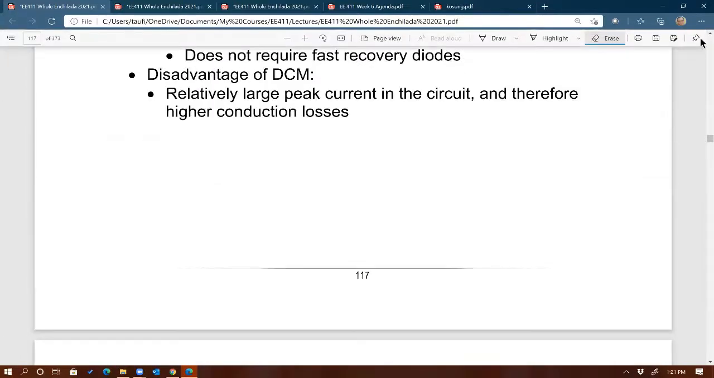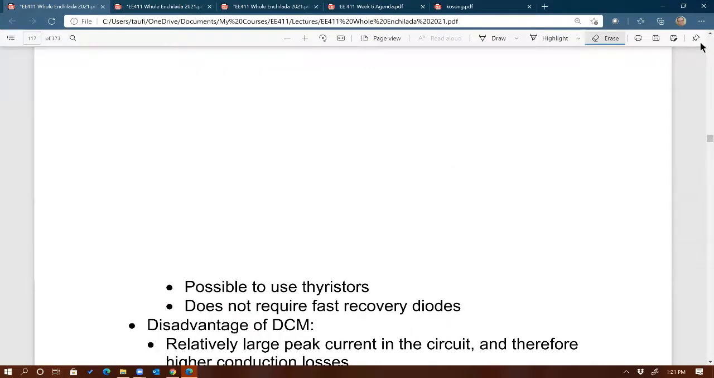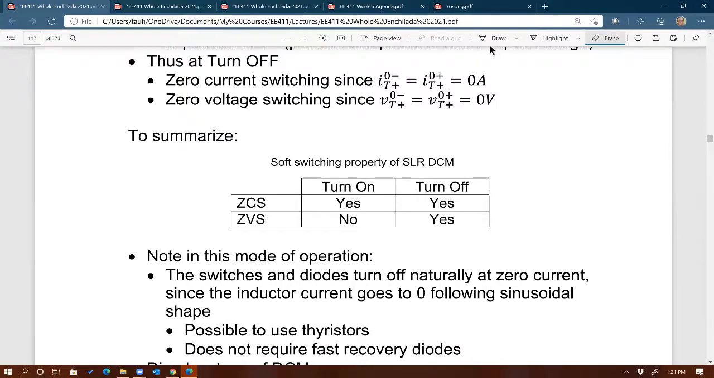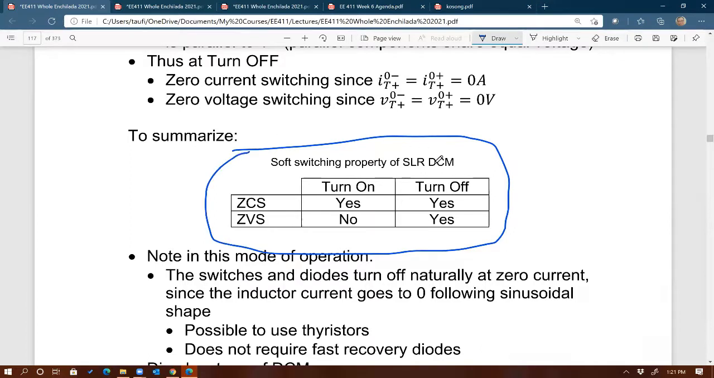All right, so the next, I only have like 6 minutes or so, right? Or 9 minutes. All right, so the next thing is, I would like you to understand how to determine the soft switching property of a series loaded resonant converter in DCM, specifically looking at the turn on of the switch as well as the turn off of the switch.